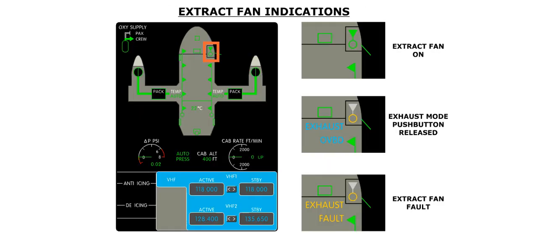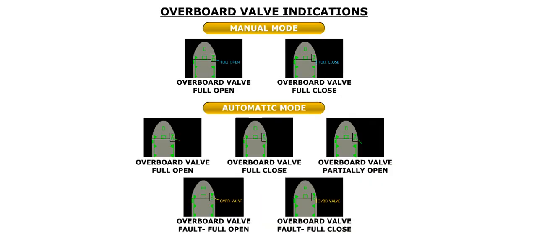The MFD cabin page also shows the status of the extract fan and the overboard valve. The extract fan is represented as a green icon when it is operating. A cyan exhaust overboard label is displayed along with a gray and white icon when the exhaust mode button is released out. A fault in the extraction fan is represented by an amber exhaust fault label and a gray and amber icon. The position and status of the overboard valve is indicated by a small line.